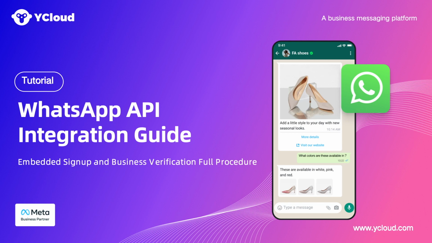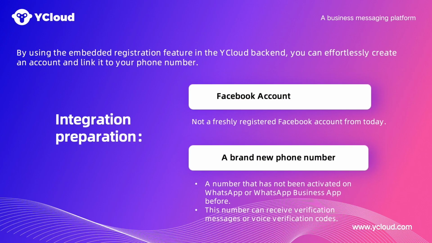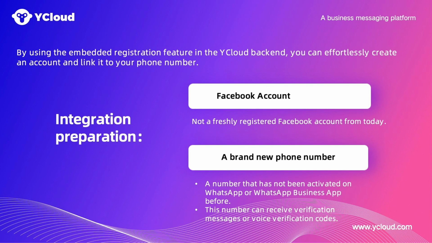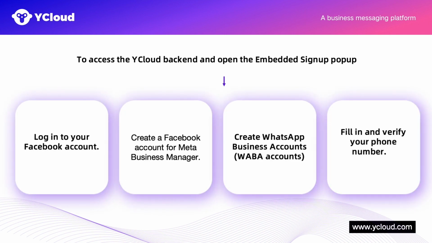To use the WhatsApp API, you can go through the following sign-up process. Before getting started, make sure you already have a Facebook account. You need a new phone number to use WhatsApp and receive verification or voice codes. The entire embedded registration process consists of 4 steps. Let's follow the steps in the video.